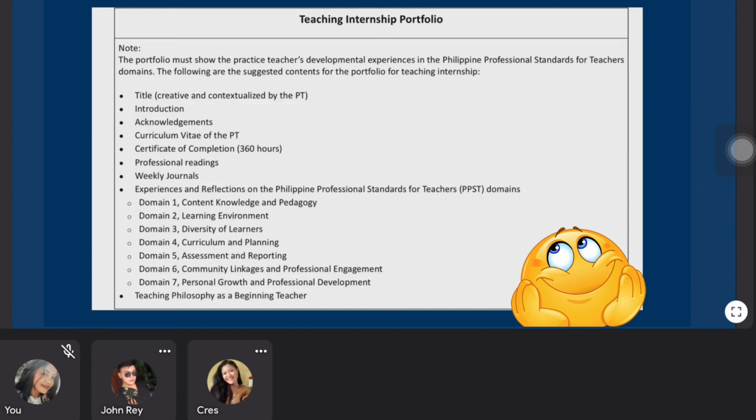Here are the suggested contents for the portfolio. First, we have the title, and it must be creative and contextualized by the PT, followed with the introduction, acknowledgement, curriculum vitae of the PT, and certificate of completion, which is given after 360 hours, and professional vitae, including journals, experiences, and reflection on the Philippine Professional Standards for Teachers, including domains 1, 2, 3, 4, 5, 6, 7, and the teaching philosophy as a beginning teacher.